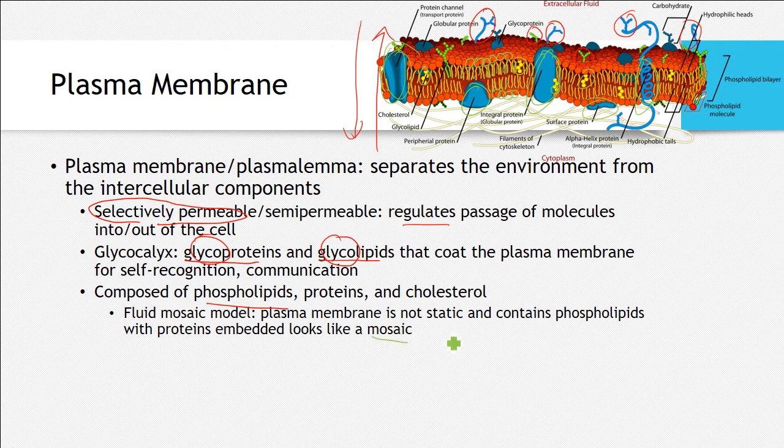It's fluid because it is not static, meaning the phospholipids that you see here, they don't just stay in place. They are constantly moving around all the time. And because of that, it has kind of like a fluidity to it, and that's why the fluid portion of the fluid mosaic model is from that fluidity part.